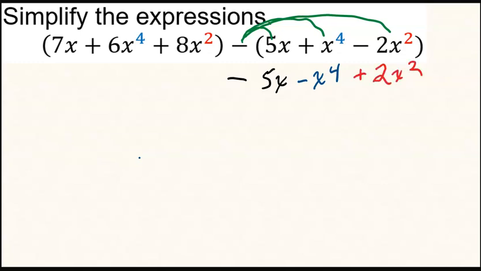Now hopefully this is where things get a little bit clearer, because the negative 2x squared became a positive 2x squared. So let me just make this clear. The positive 5, when multiplied by -1, became a negative 5. The positive x to the fourth, when multiplied by -1, became a negative x to the fourth. And the negative 2x squared became a positive 2x squared. Hopefully that helps clarify. Often students say, well, you're just changing the signs.